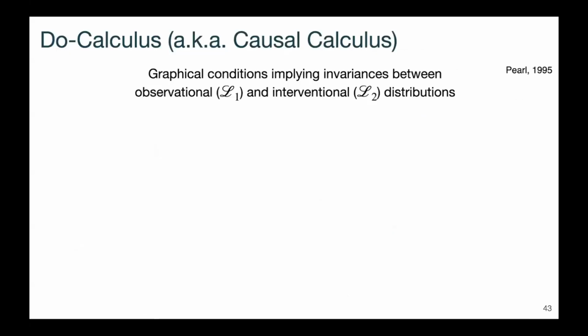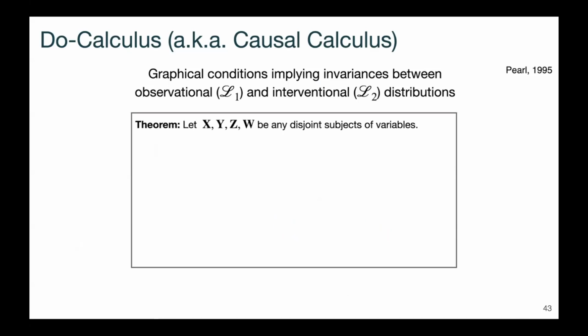So as I said, we need general tools. We cannot just do case by case. This would be like infinite types of graph. So Pearl developed in 1995 something that we call do-calculus, or causal calculus. And it's just extending probabilistic calculus.